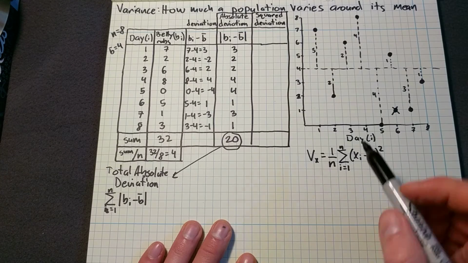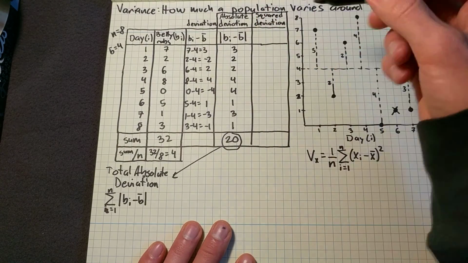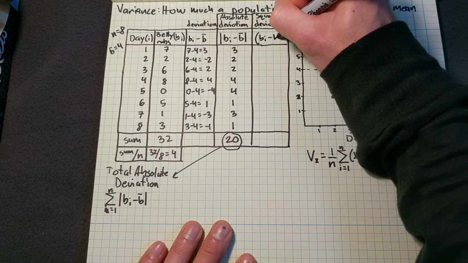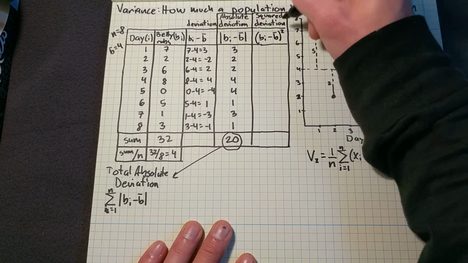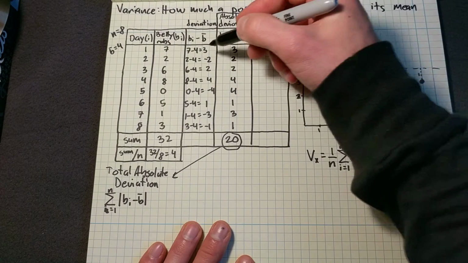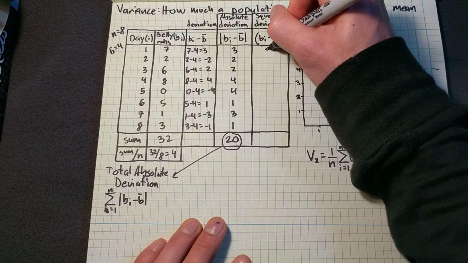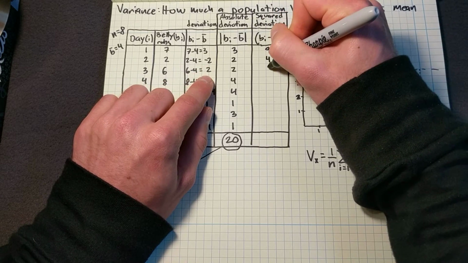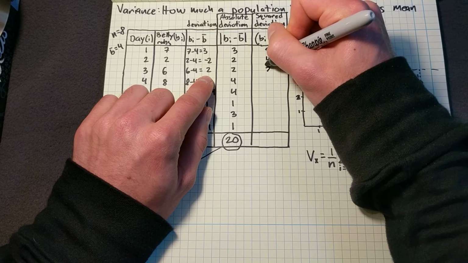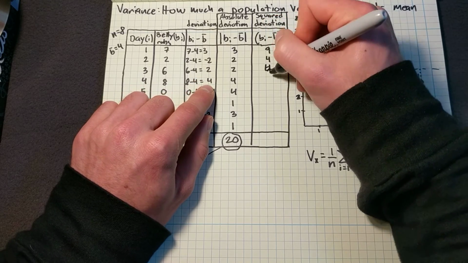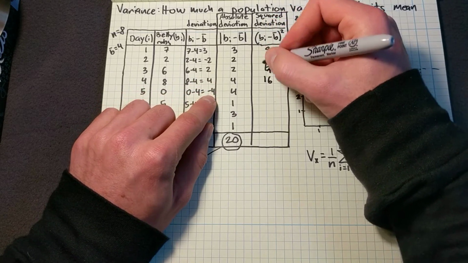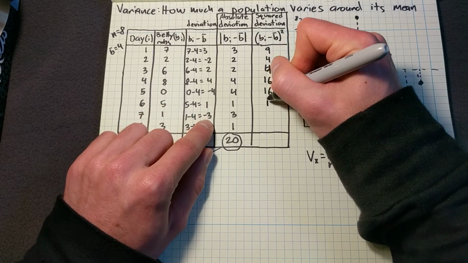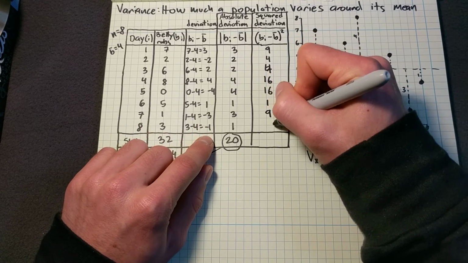So we've kind of done most of this already, right? We've done the deviation itself. All I have to do now is square this term. So 3 squared is 9. Negative 2 squared is going to be a 4. 2 squared is equal to 4. 4 squared is equal to 16. Negative 4 squared is 16. We have a 1, a 9, and a 1.